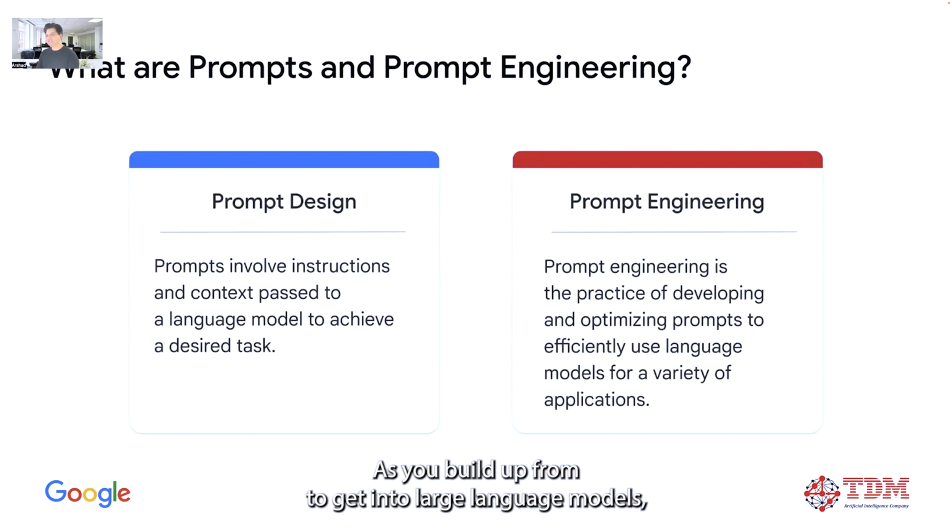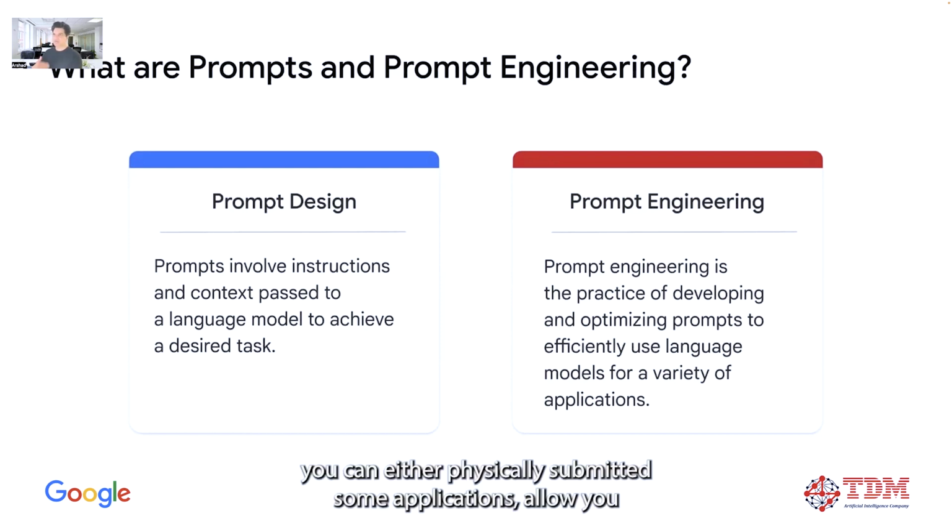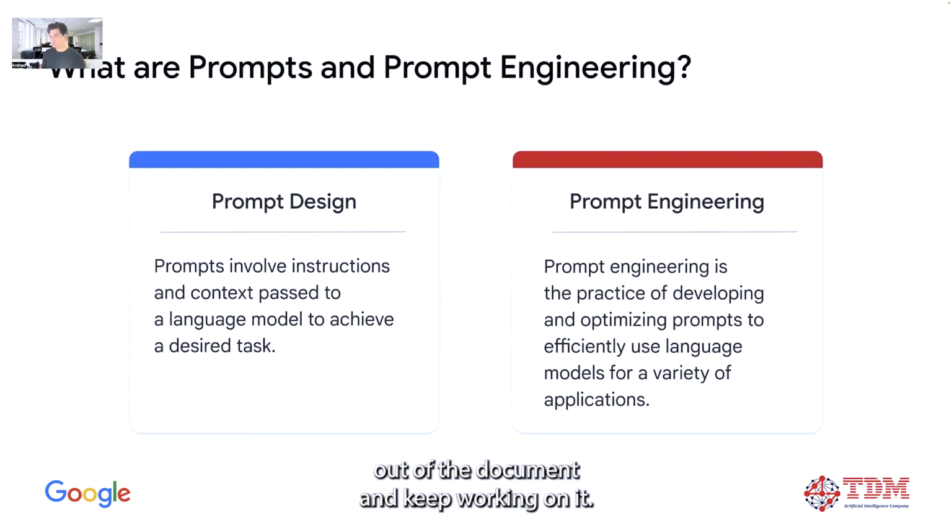Now, prompt design is where you build a prompt to get into large language models. You can either physically submit it, or some applications allow you to submit the whole document and take the intelligence out of the document and keep working on it. Prompt engineering is where you are intelligently writing some sentences to ChatGPT.